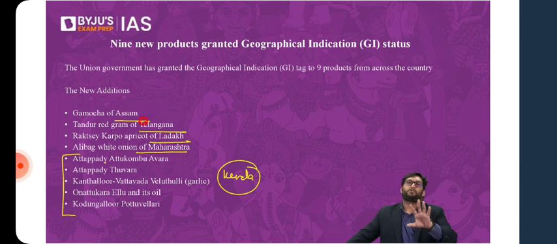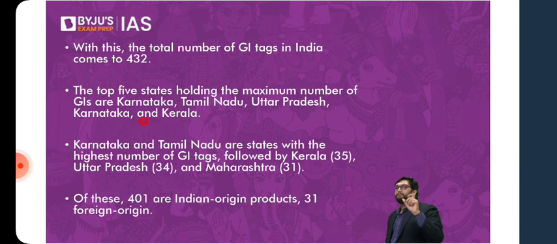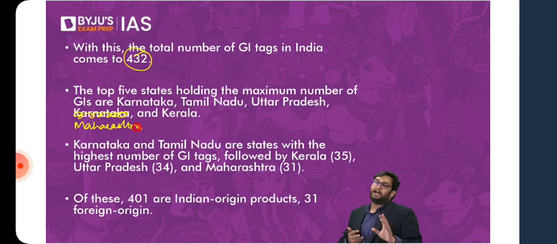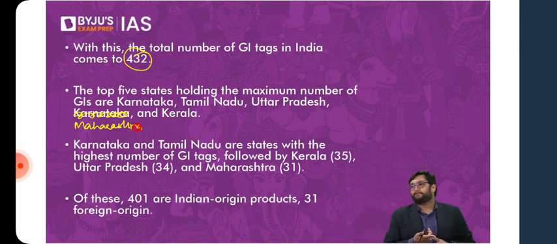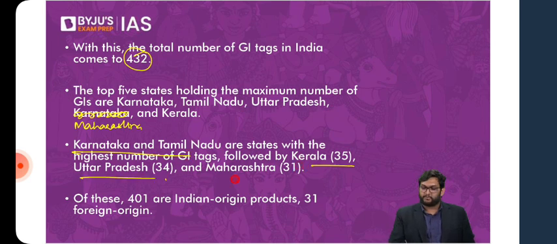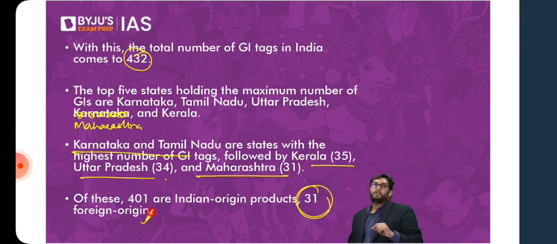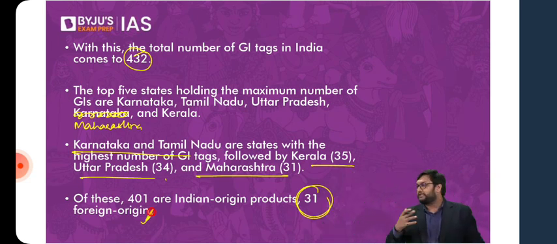Thereafter, one important thing which came to us, as of right now, there are 432 GIs which are there, and very simply, the 5 states which have the most amount of GIs are Karnataka, Tamil Nadu, UP, Maharashtra, and Kerala. Karnataka and Tamil Nadu have the highest, with Kerala 35, Uttar Pradesh 34, and Maharashtra 31. But what is equally important for you is 31 is foreign origin. This is what I asked you. Now again, you don't have to learn this data, but this is to give you a picture of what it actually is to take GI tags and how important it is. So you can get foreign countries. 31 foreign items have been identified.